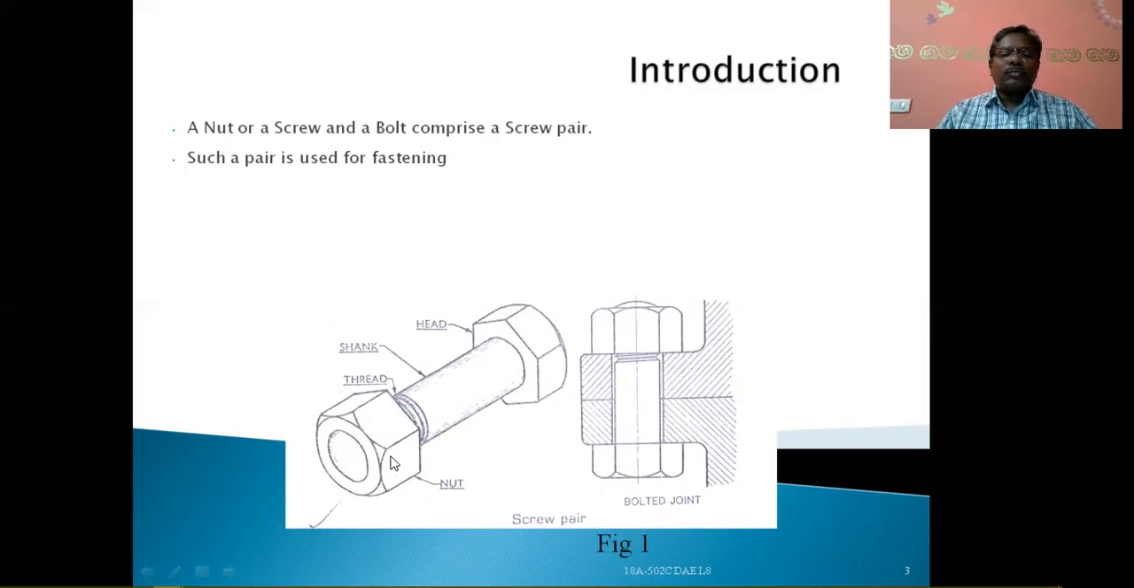In order to join two parts, and compared to the other types of bolts, we use the hexagonal bolt most commonly in the market and in the engineering field. Here you can see one part to be joined and another part to be joined, and this is the head of the bolt and this is the nut. In this way it becomes a bolted joint of two parts, right?